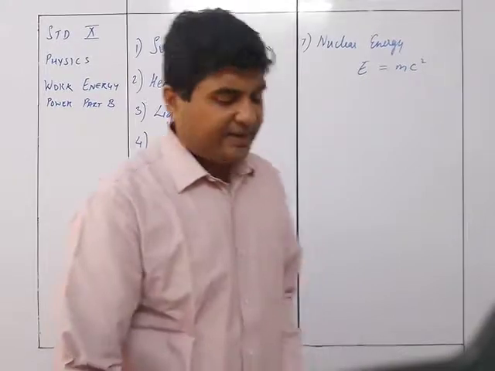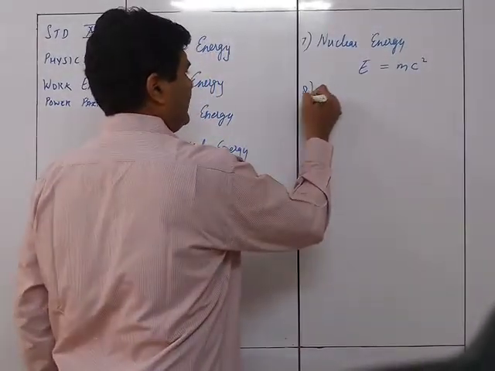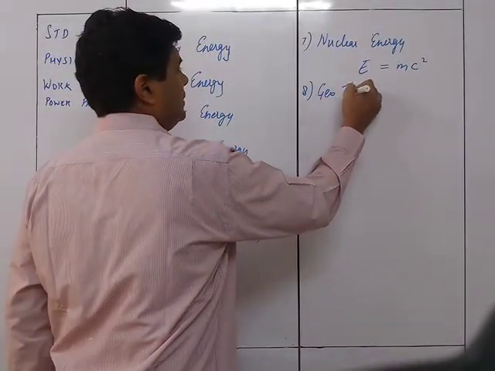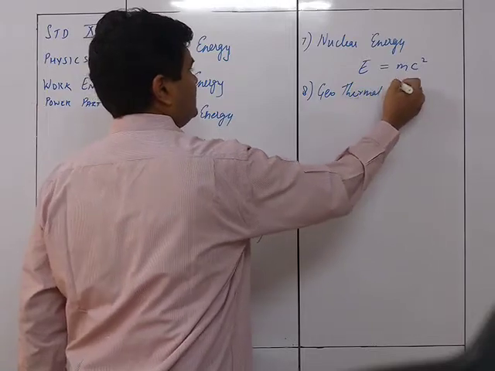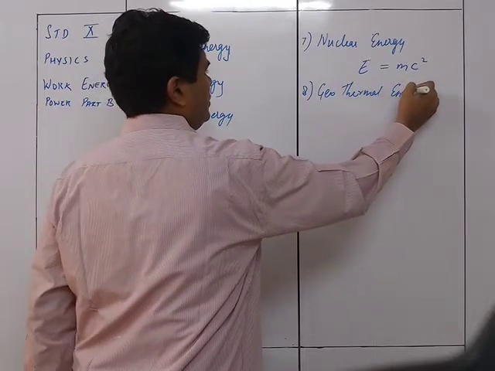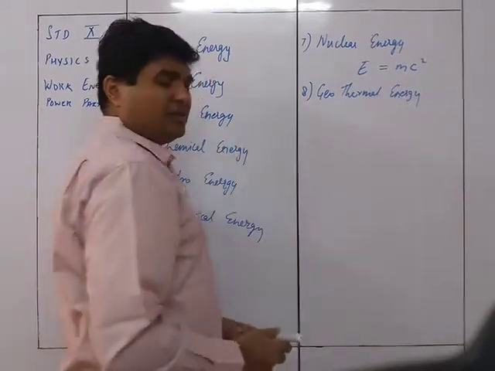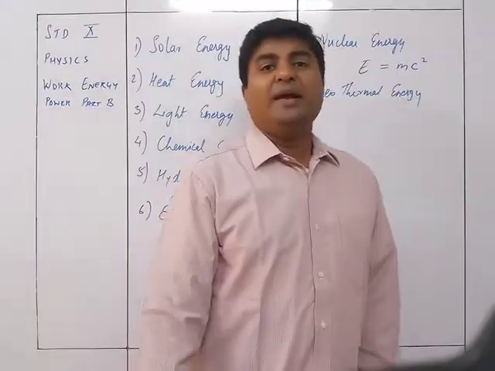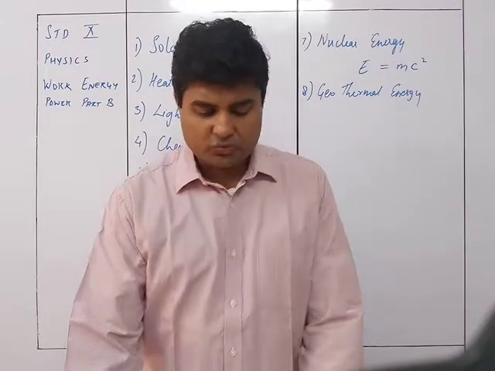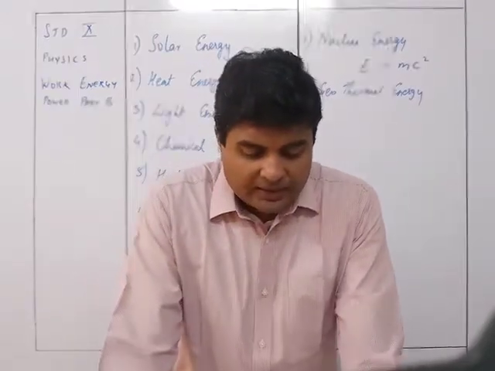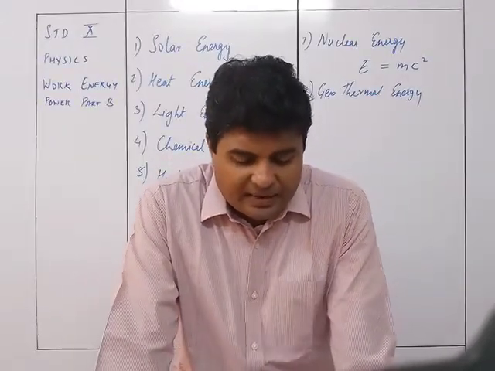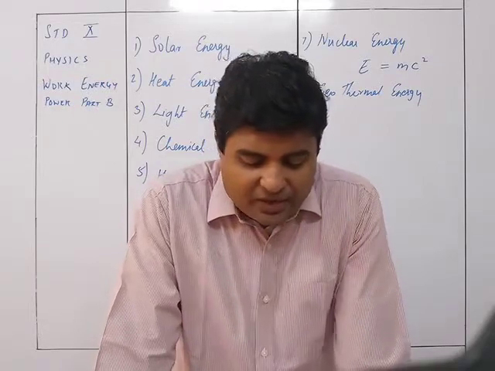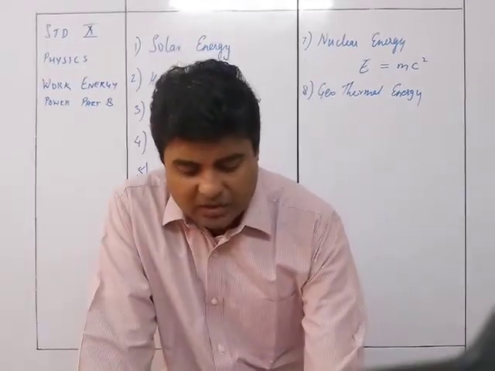The next we see is geothermal energy. So the eighth one is geothermal energy. It is nothing but geo means the earth, and thermal means the heat present in the earth. So the internal heat of the earth is what we are talking about. The energy released in nuclear disintegration in the interior of the earth gets stored deep inside the earth and is called geothermal energy.